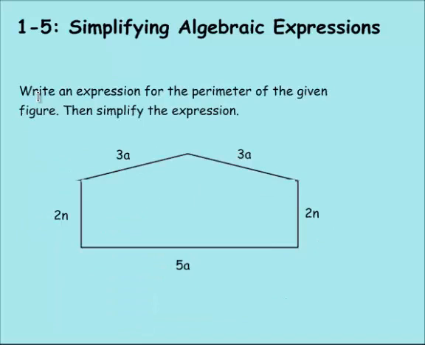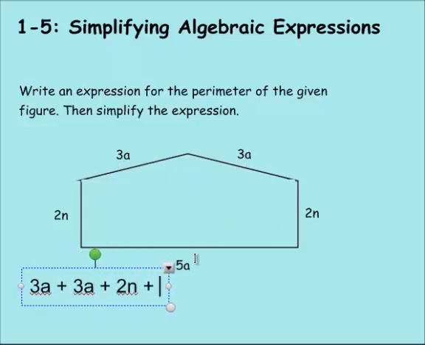Here's a kind of a critical thinking problem here. We have write an expression for the perimeter of the given figure, then simplify the expression. Remember, for a perimeter, we just add all these together. So we can just do that here. We can write that down. We have 3A over here. Moving over clockwise, we have plus another 3A, then plus 2N, plus 5A, plus then one more 2N over here.